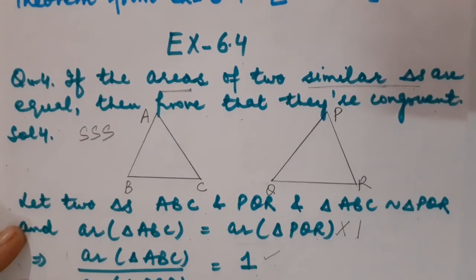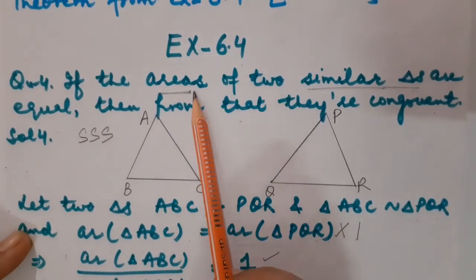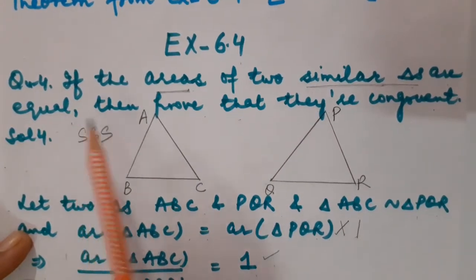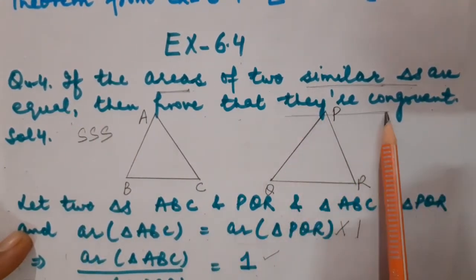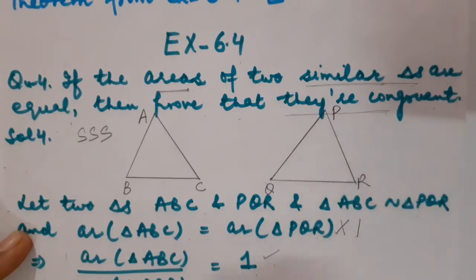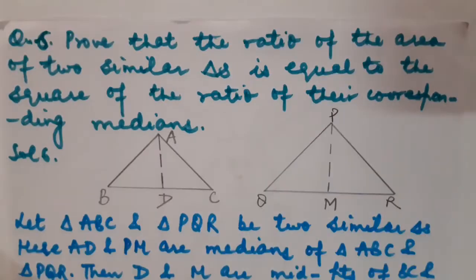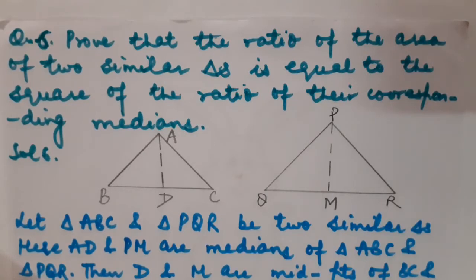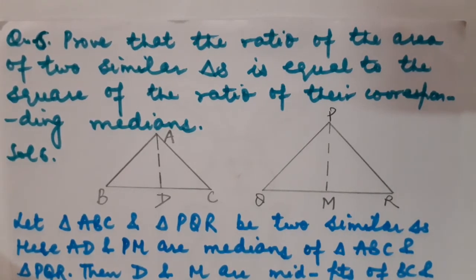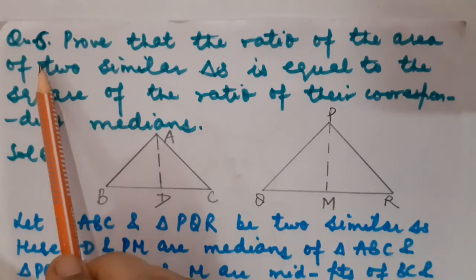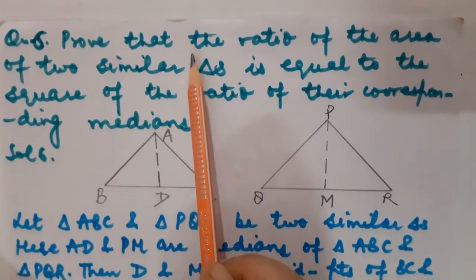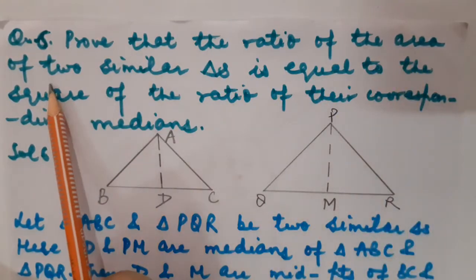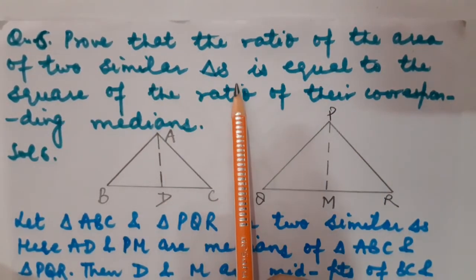Here it is clearly given in the question that if the areas of two similar triangles are equal, then we have to prove them congruent, which we have proved. Understood? Now children, I am going to take one more problem in which the usage of the same theorem is there. So this is question number 6. Prove that the ratio of the area of two similar triangles.